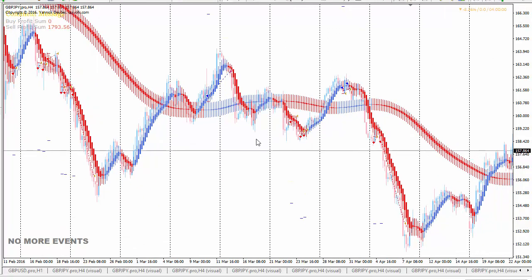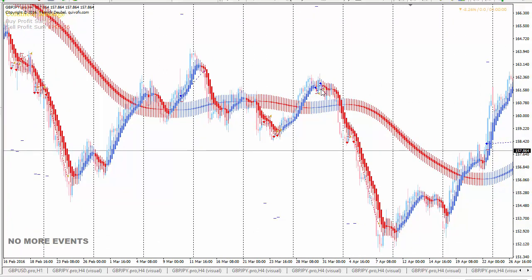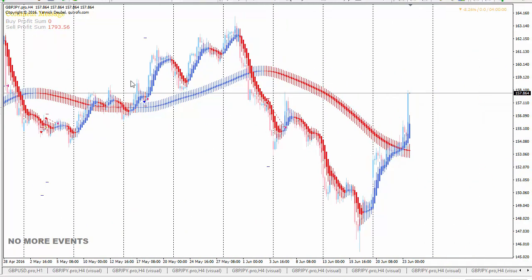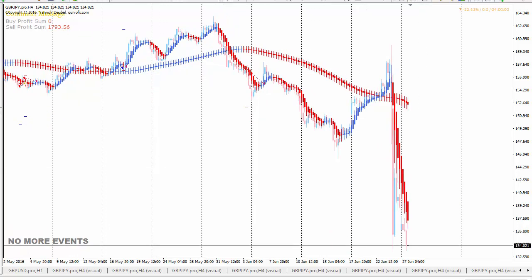Here we had a profit straight off the bat, which was fine. Here we had loss, loss. We would have kept trading, but it headed downwards anyway. So let's have a look at this, and you can see up in the top corner how the buy profit sum and the sell profit sum is calculated. So let's just hit play on this test to have a look.